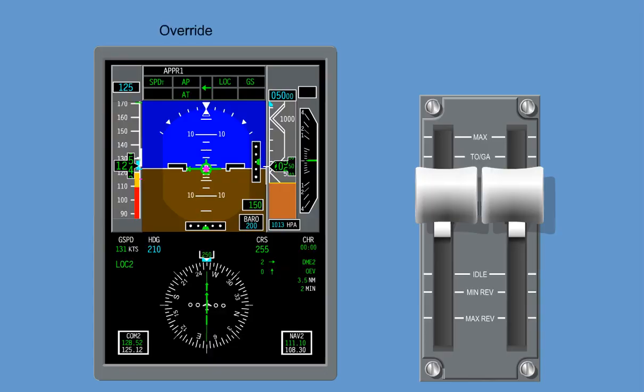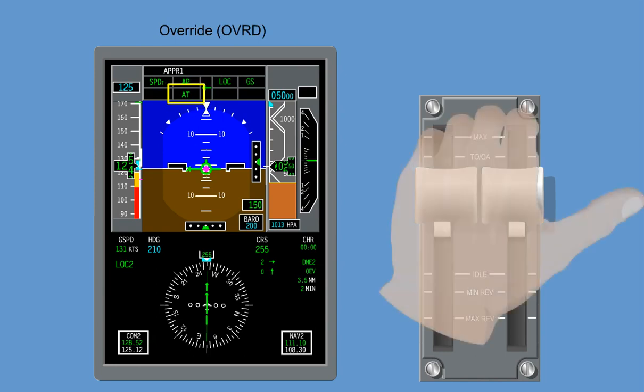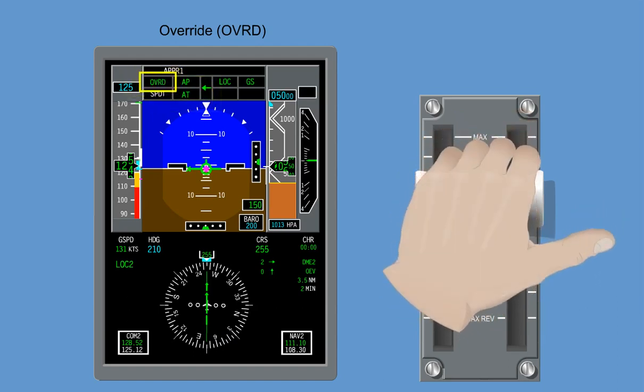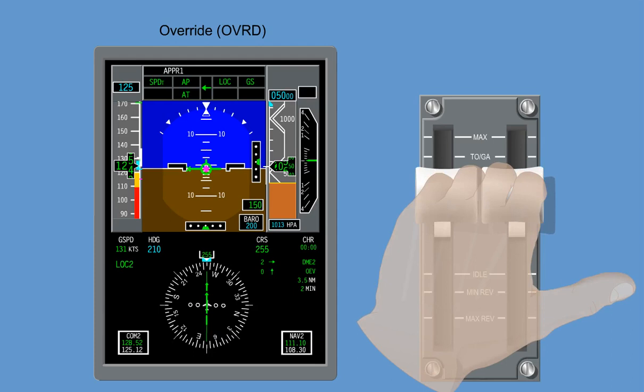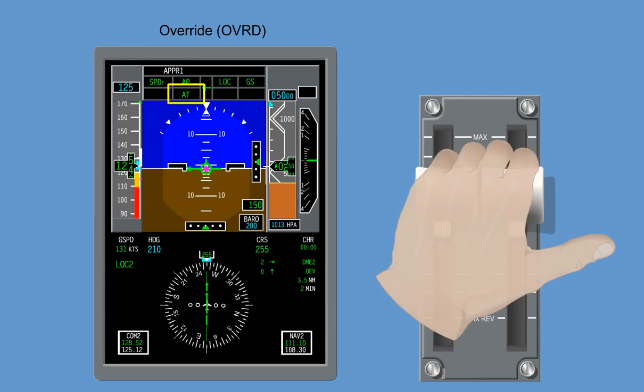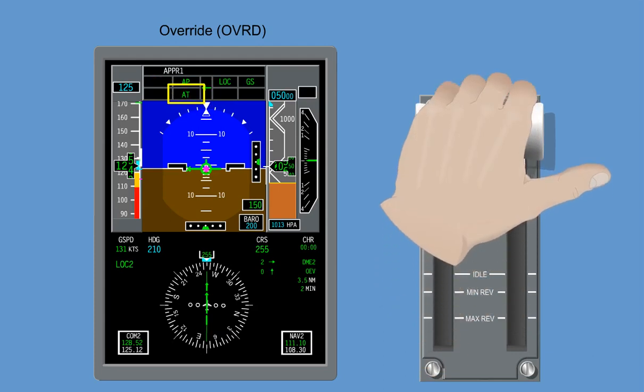Override, OVRD. The autothrottle can be overridden by moving the thrust levers manually, causing no autothrottle disconnection. In this case, a green override is displayed on the FMA. The thrust levers return to the autothrottle commanded position after the override is discontinued. The autothrottle is disconnected only if the thrust lever is moved beyond the takeoff go-around position, or if the autothrottle is moved below 40 degrees TLA, for example, during an aborted takeoff.